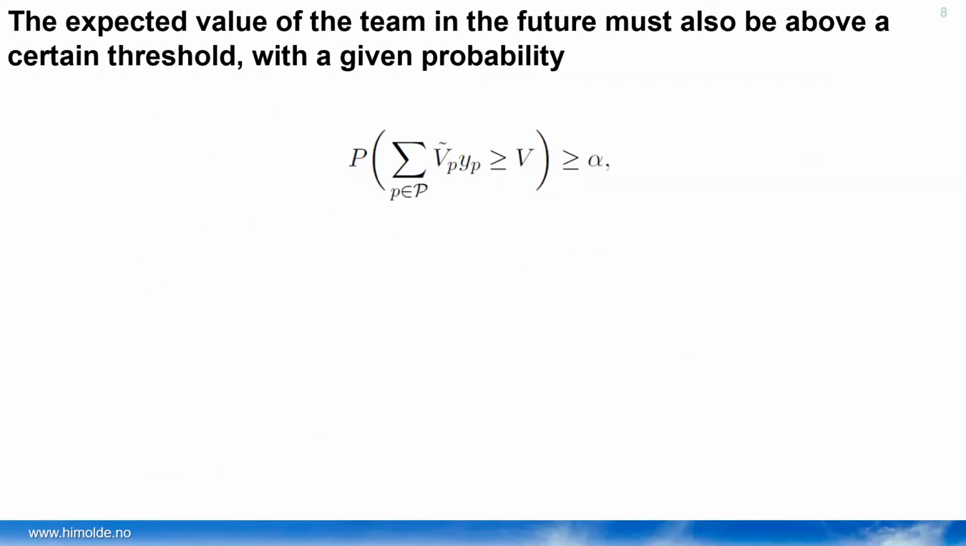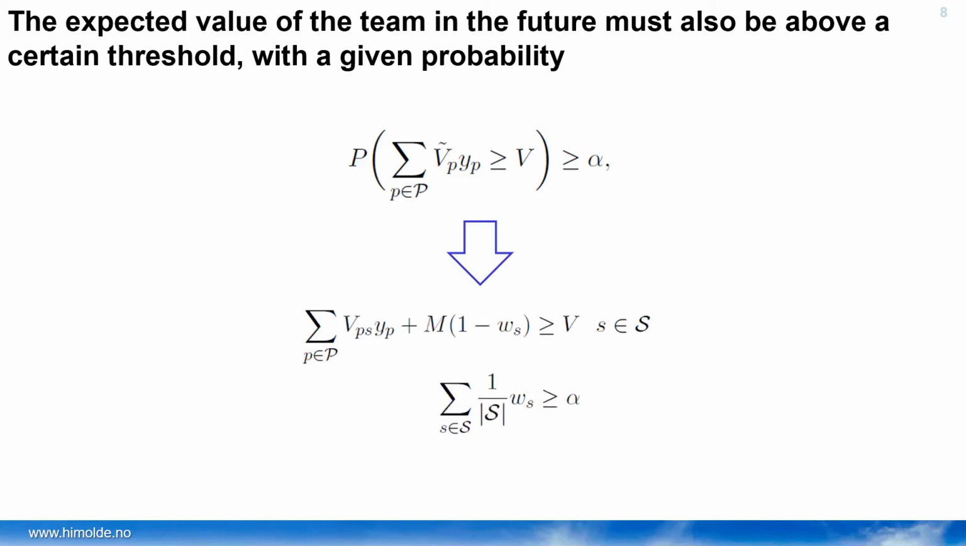Finally, there is a probabilistic constraint regarding the future value of players. 1 year from now, the squad must have a certain probability, alpha, of having a total market value that exceeds a certain threshold, V. I will not discuss any further details of this here, but if you are interested in such models, you can look at the published paper or reach out in the comment section below.